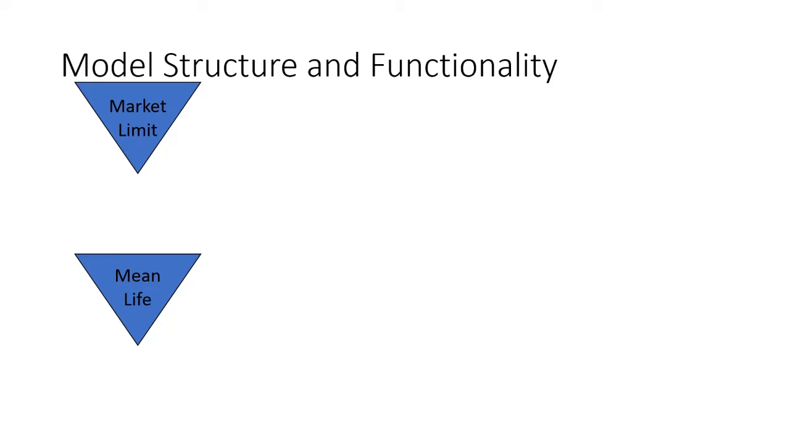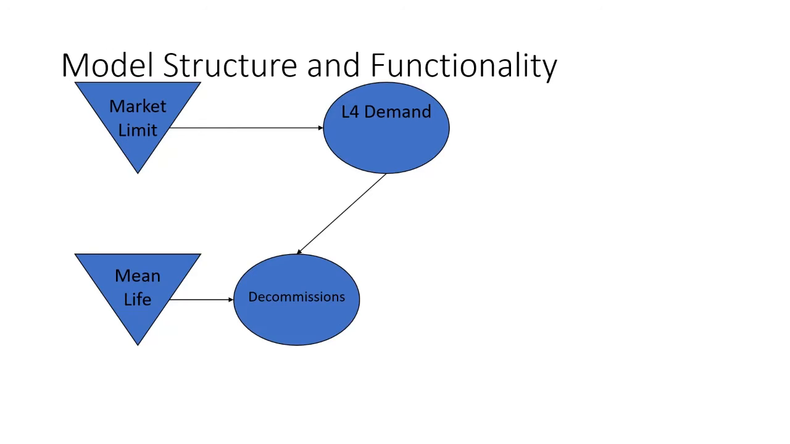So how does this model work? We have two variables, the market limit and the mean life. The market limit is how many vehicles are in the market currently today, and we can extrapolate and say, okay, how many of those vehicles will be strictly L4 vehicles, these self-driving taxis? And we can apply how long we think these taxis will last and get decommissions. How many of these taxis will need to be taken out every year and replaced?